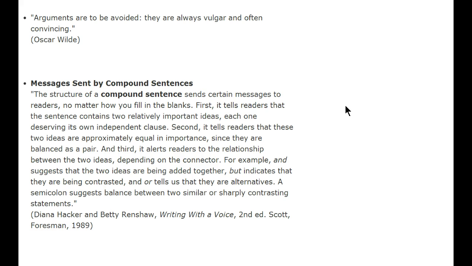And third, it alerts readers to the relationship between the two ideas, depending on the connector. For example, and suggests that two ideas are being added together, but indicates they are being contrasted, or tells us that they are alternatives, and a semicolon suggests a balance between two similar or sharply contrasting statements.